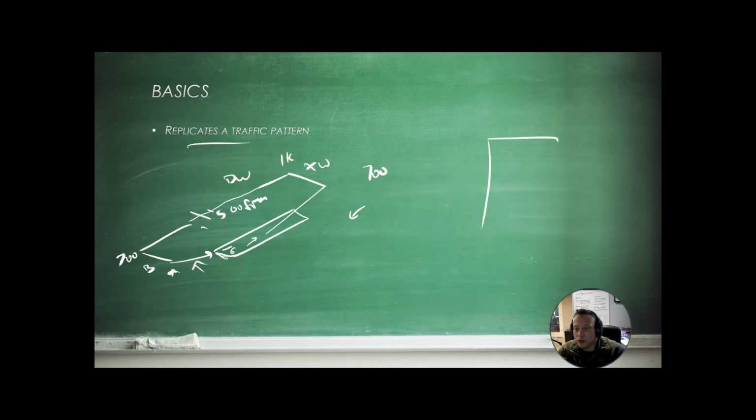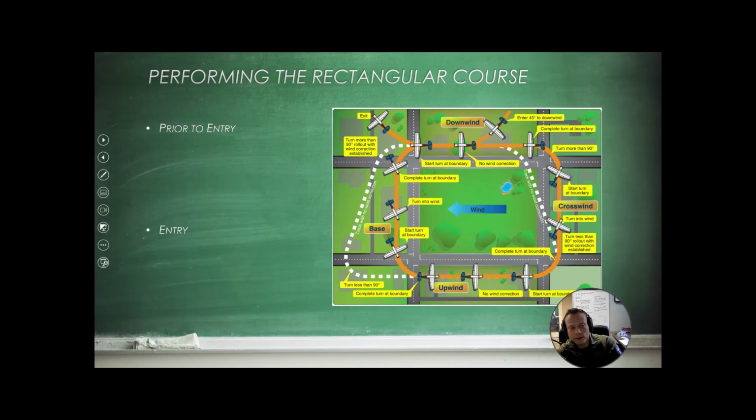Now, if we go to the rectangular course, it's just going to be the exact same thing. If the wind is coming from this direction, this will be our downwind leg, this will be our base leg, upwind, and crosswind. But the difference here is we're going to be at 1,000 feet, or whatever altitude you've selected, the entire time. So we don't have to worry about messing with our power settings or changing our altitudes.